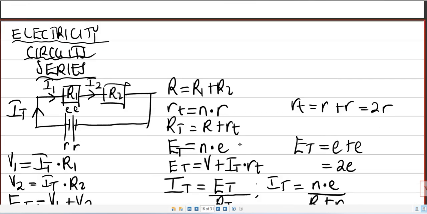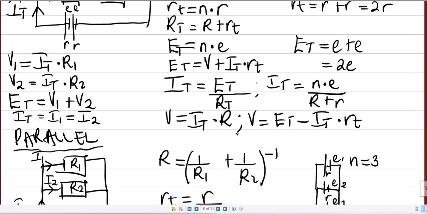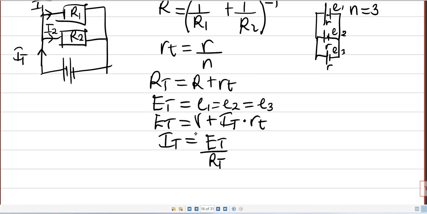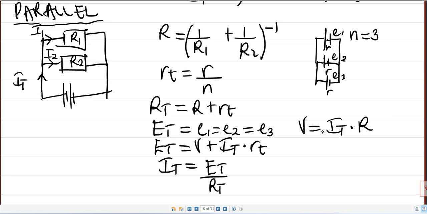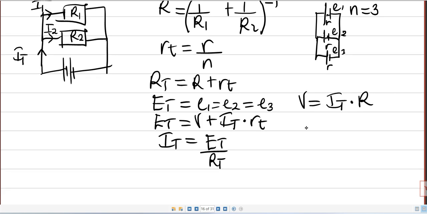Now, I forgot to mention, oh, I did mention, fortunately, that terminal voltage would be your total current times the total external resistance. So even in this circuit here, terminal voltage is still I total times the external resistance total. So yeah, these are our formulas.